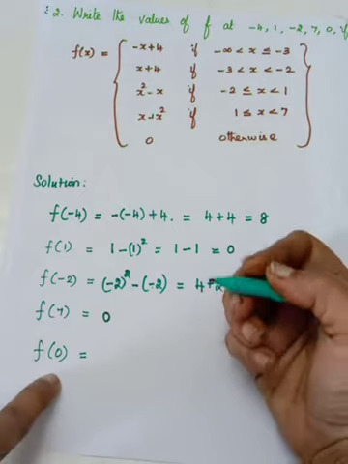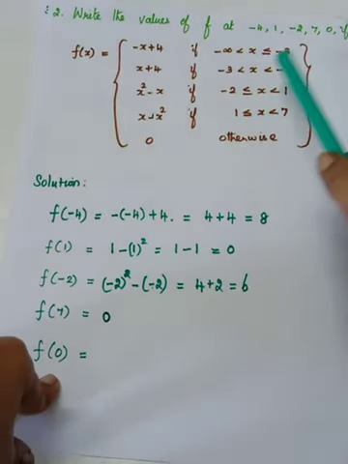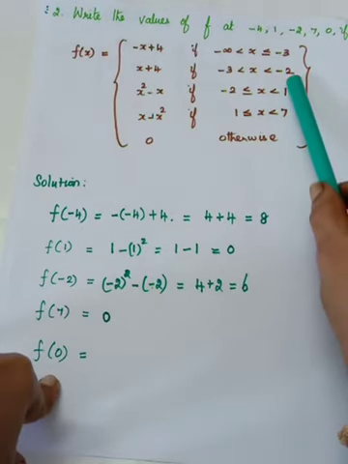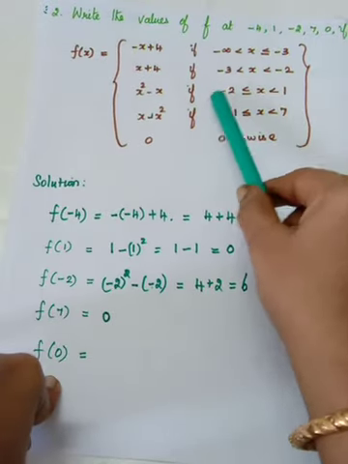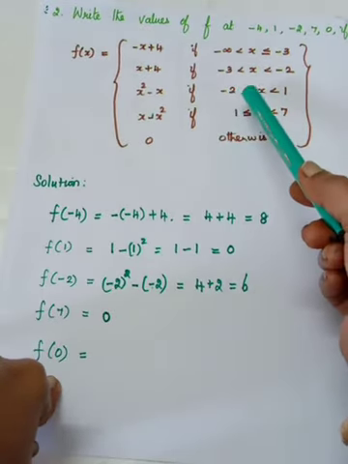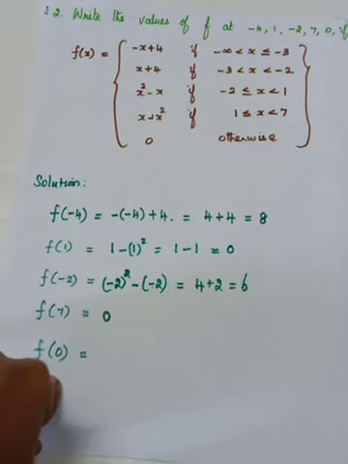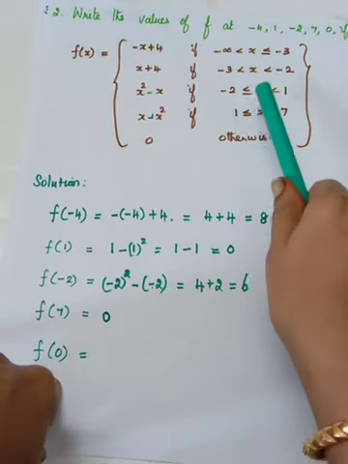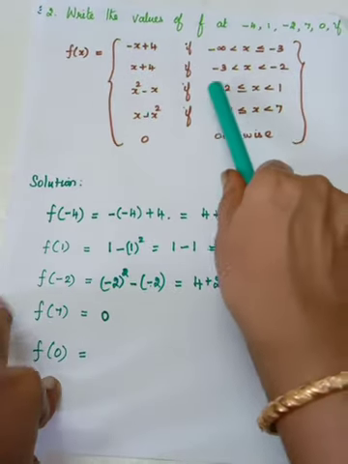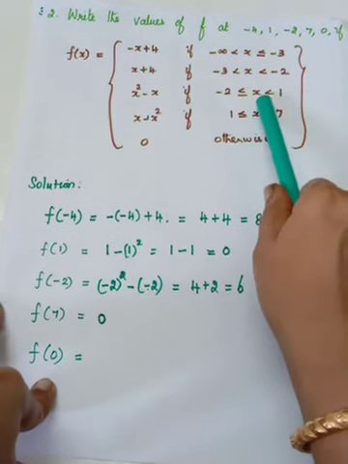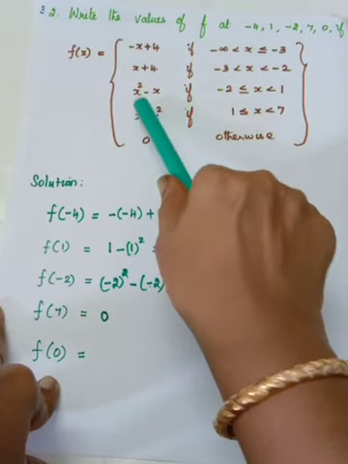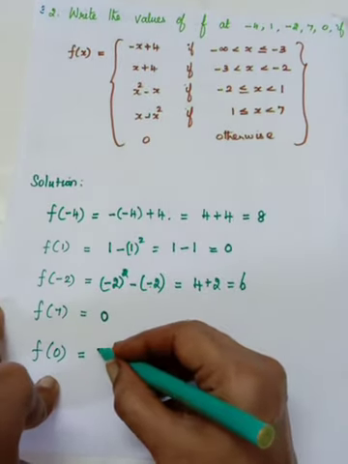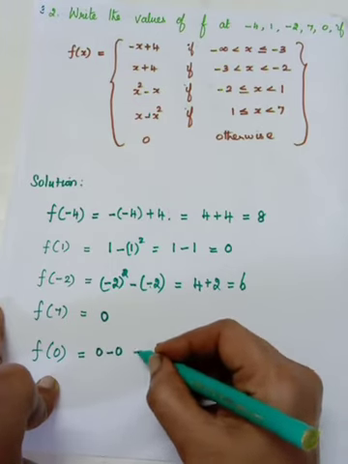Okay, and go for f of 0. Where should 0 be? From minus 3 to minus 2, you will not get 0 here. Minus 2 less than or equal to x less than 1: here only you will get 0, because 0 comes in between. So the 0 is in this interval, minus 2 less than or equal to x less than 1. On that, your f of x value is what? x squared minus x. Here in the place of x you have to substitute 0. So 0 squared is 0, minus 0. So that is equal to 0.